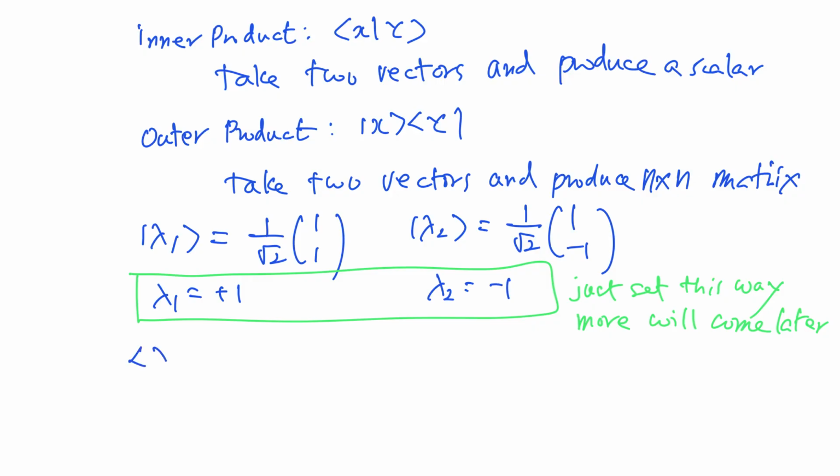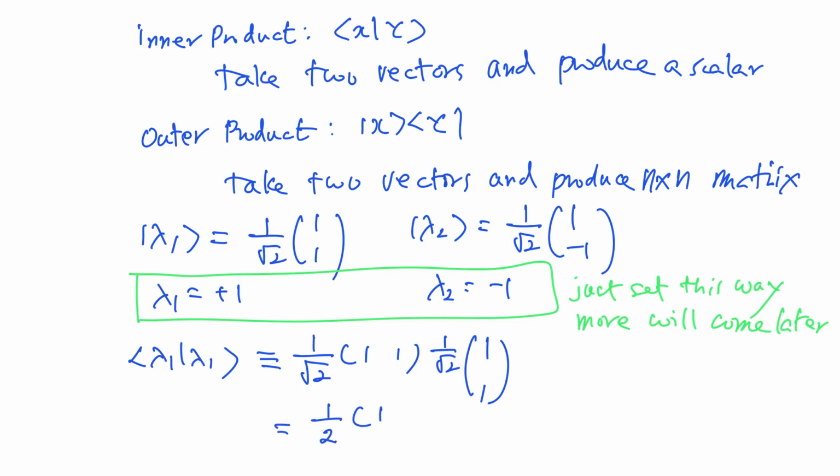How about lambda 1 and lambda 1 in a product? So we have 1 over square root of 2, 1, 1, and 1 over square root of 2, 1, 1. So that we have 1 over 2, 1, 1 times 1, 1. If we multiply this and this, what do you get? 2. So we have 2 over 2, which is equal to 1, right? Very simple.